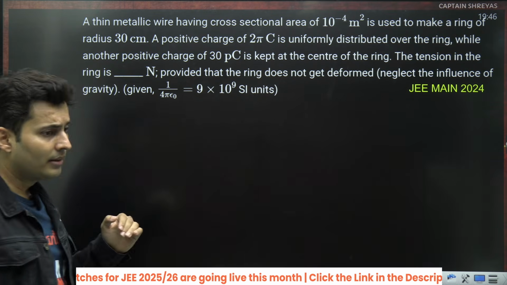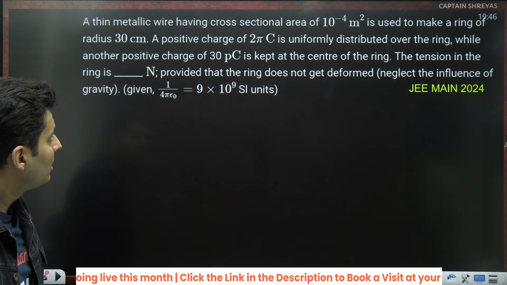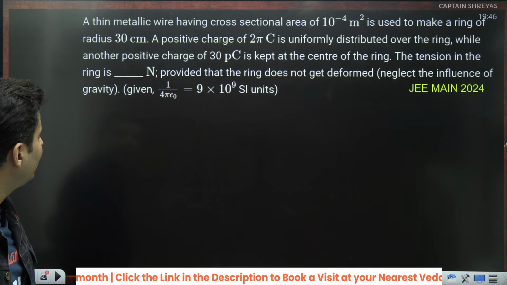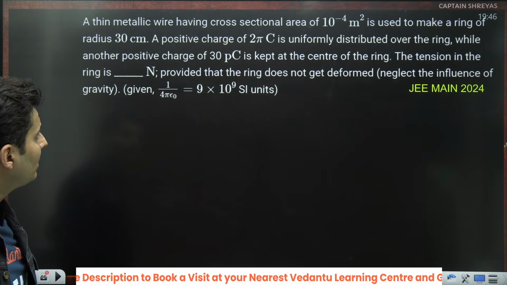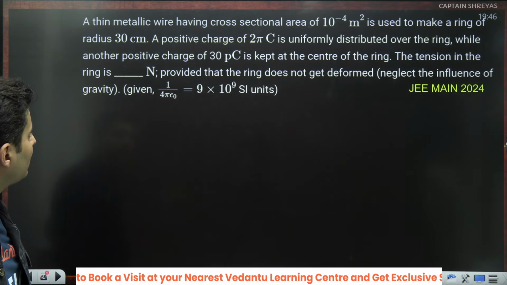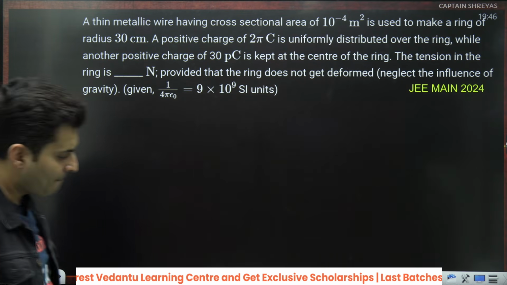A thin metallic wire having cross section this much is used to make a ring of radius. Positive charge is distributed while another positive charge is kept at the center. A tension in the ring is provided, the ring does not get deformed. Neglect the influence of gravity.